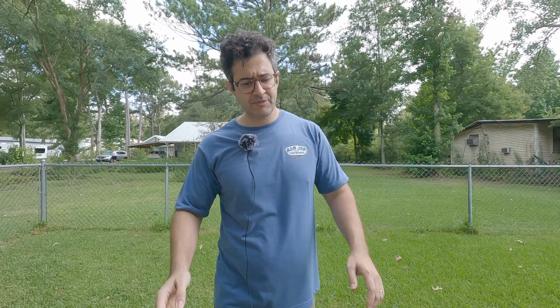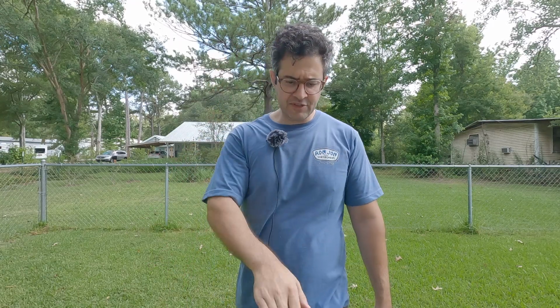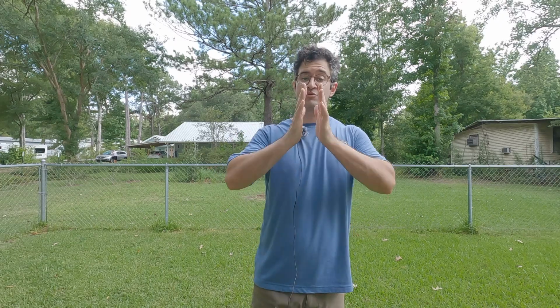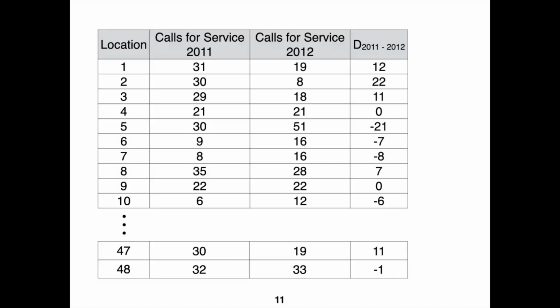So the idea here is that I'm looking at these different values for each of these two time points, and I'm taking the difference between them. If we look at all these differences, we can think about what it is these differences tell us. These differences tell us by how much the two time periods differ, but they also tell us the direction of the difference. In this case, if I've got a difference and it's a positive number, that means the calls for service in the past, 2011, were greater than the calls for service in 2012.